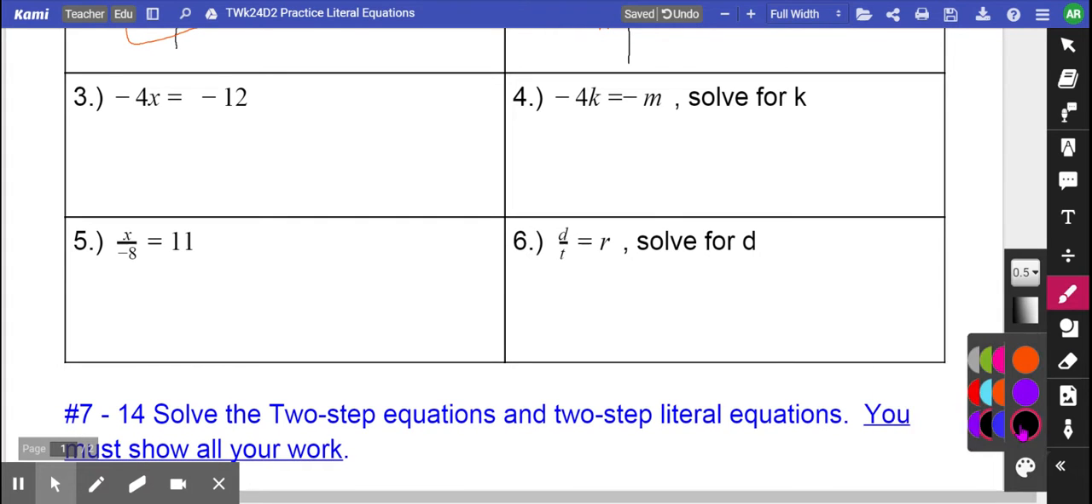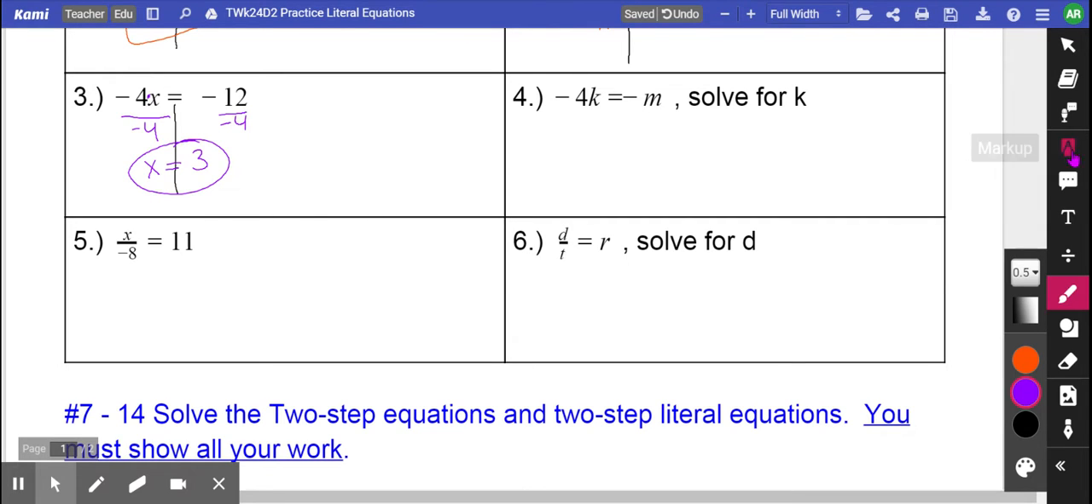Number 3, we have negative 4x equals negative 12, sorry. This negative 4, a lot of us want to add that 4. But hold up, wait a minute. This negative 4 is being multiplied to this x. It's an implied multiplication. So you need to divide by negative 4 on both sides. This gives you x is equal to negative 12 divided by negative 4, which gives you a positive 3. Two negatives make a positive.